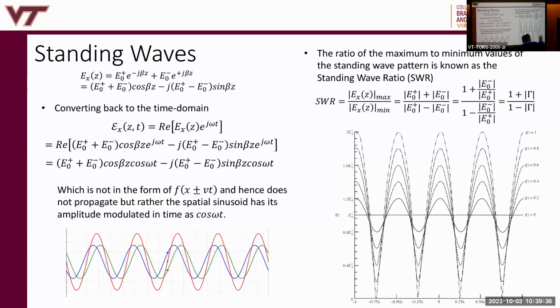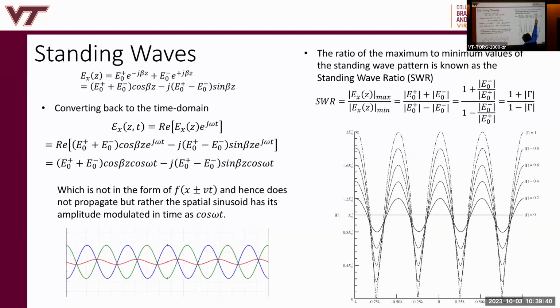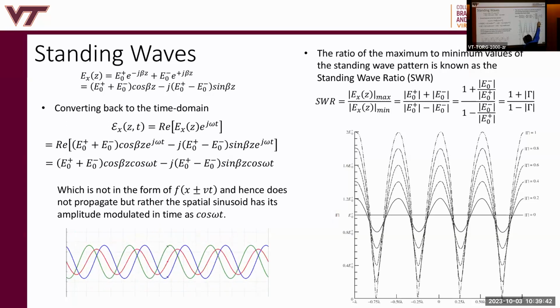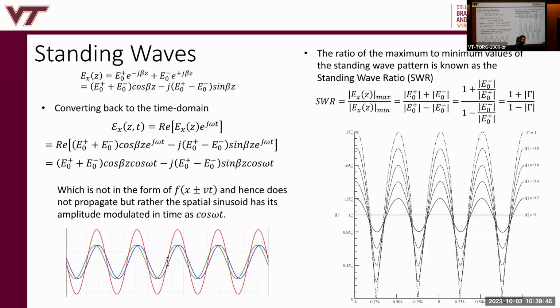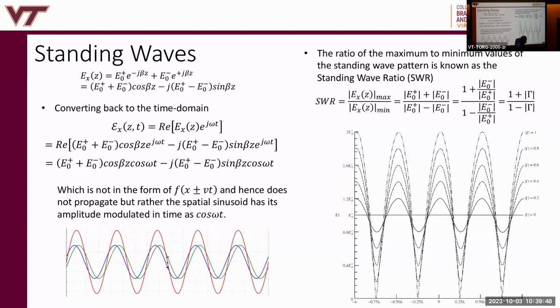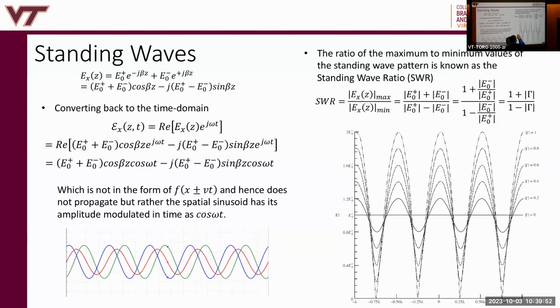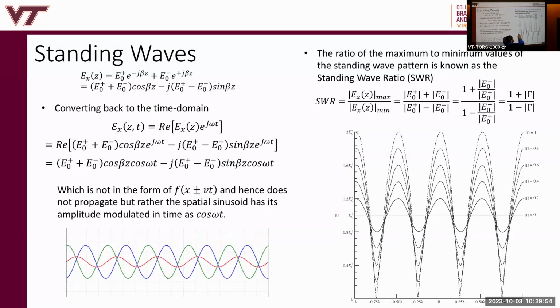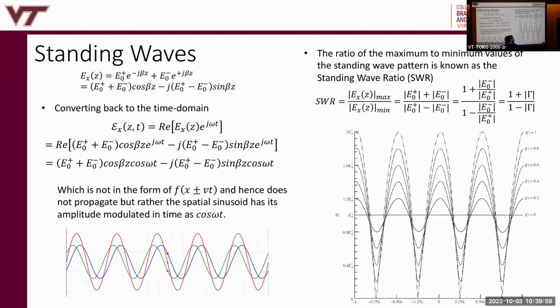If the amplitude of gamma is 0, then the reflected wave is 0, because E minus over E plus equal to 0 means that E minus had to be 0. So there's no reflection happening, and we only have the forward traveling wave. That means the ratio of E minus over E plus, which is this plot of gamma, is equal to 0, because E minus is 0.